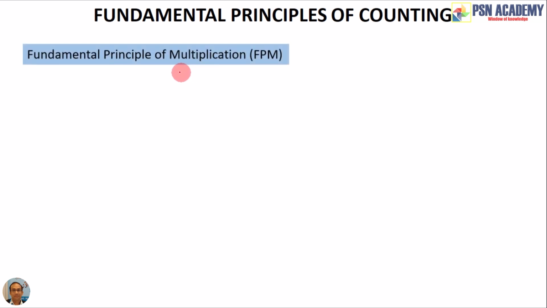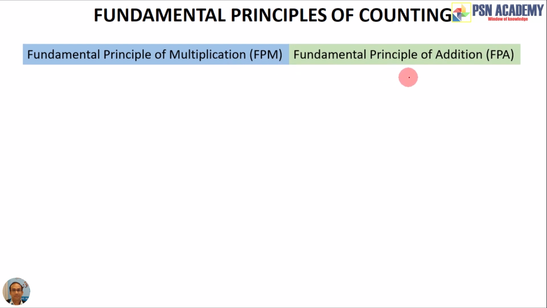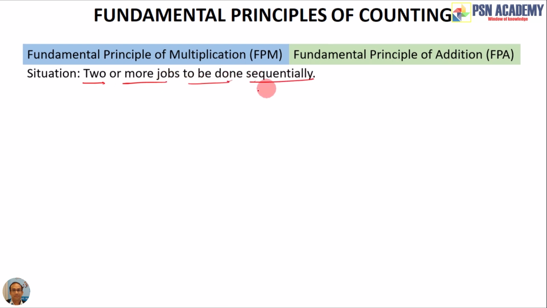The first one is principle of multiplication and the second one is principle of addition. First we talk about principle of multiplication. You follow this principle when you have this situation that you want 2 or more jobs to be done sequentially. That means if you have been given 2 jobs, then 2 jobs must be done.